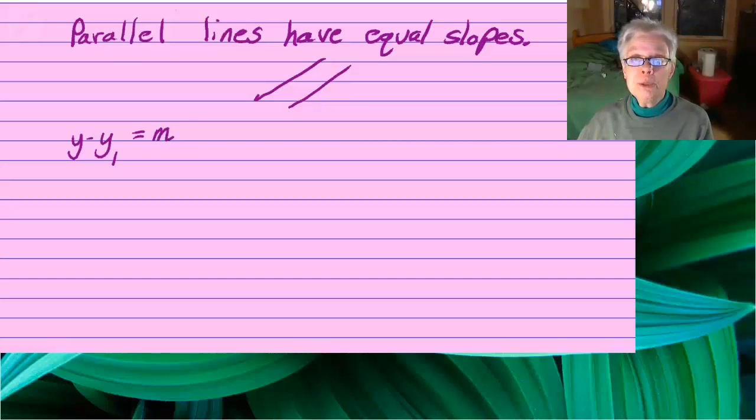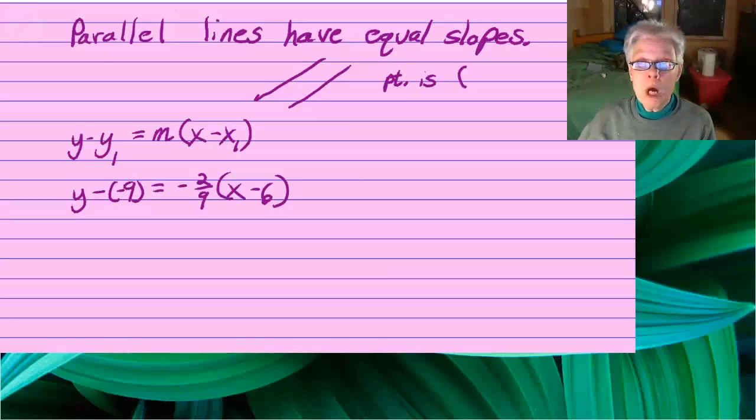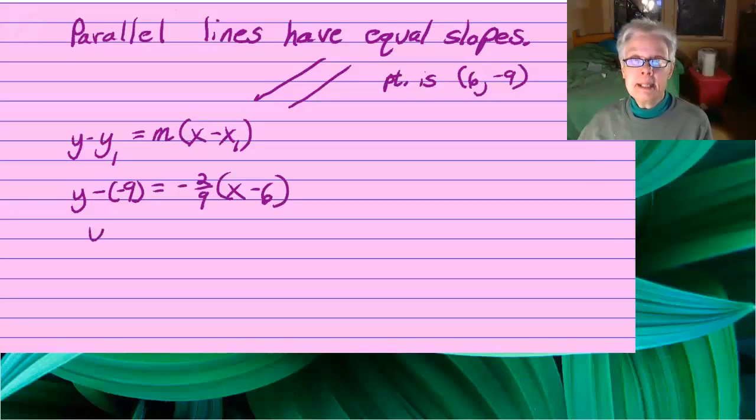So now we're going to use the point-slope formula. That's traditional. You can always use y equals mx plus b if you prefer, but I like to use the point-slope formula. I substitute the appropriate coordinates in y1 and in x1. Y minus negative 9 is going to be y plus 9. Meanwhile, let us not forget that the point is (6, negative 9).